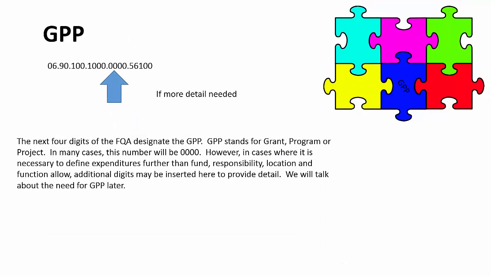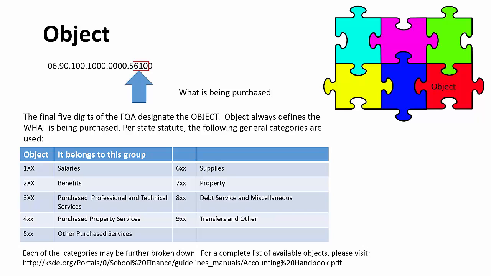The next section is the GPP. We use that if we need more detail than the other pieces can give. In many cases, this number will be 0000. However, in cases where it is necessary to define expenditures further than fund, responsibility, location, and function allow, these additional digits may be inserted to provide detail. We'll talk about the GPP more later.